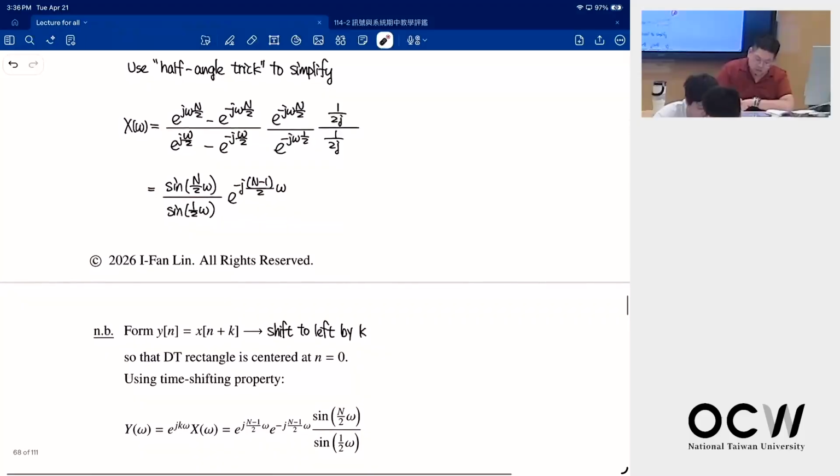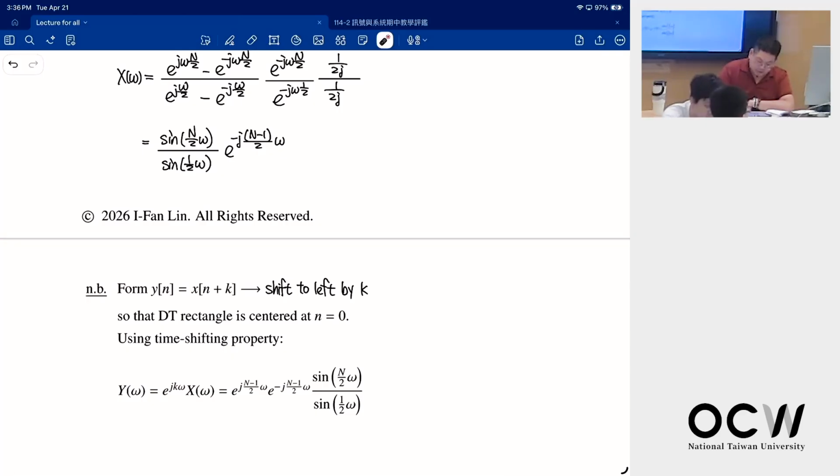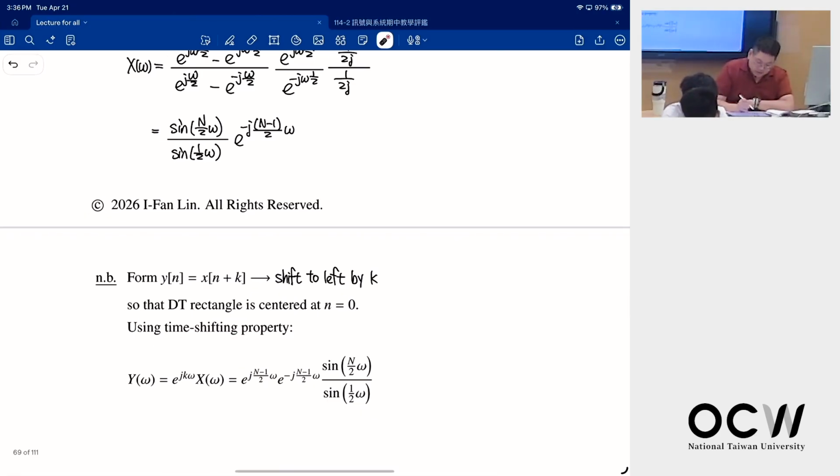And here we have some, now, later. So the discrete-time rectangle is centered at n0. Then we can use the time shifting property. So for the Fourier transform, that means that I have the Fourier transform of x, and that times e to the j k omega.